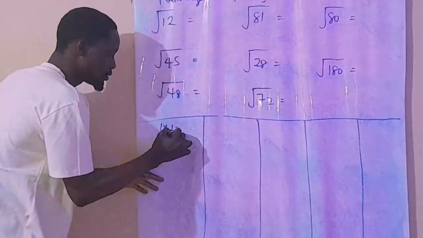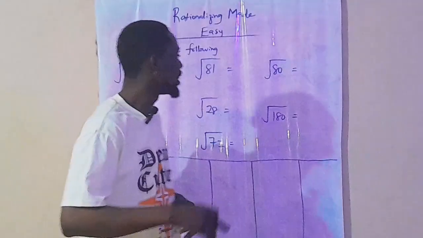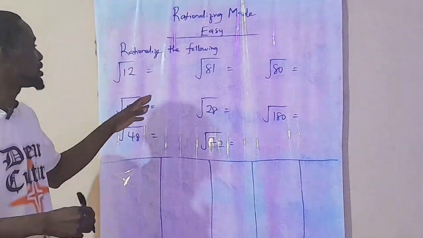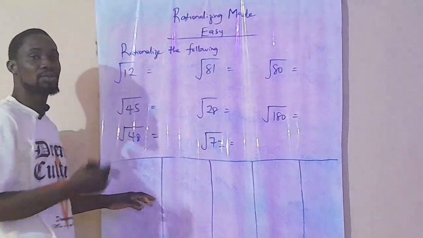In this video, I will show you how to rationalize easily without the use of a calculator. Now, follow me and let's see how it goes. Now, number one, we must rationalize all these questions. For the first question, we have what? The square root of 12.